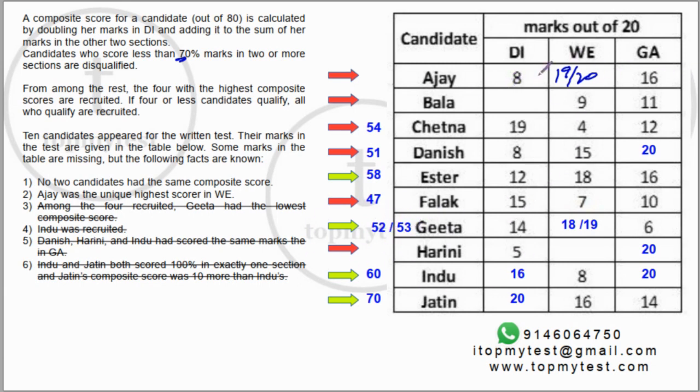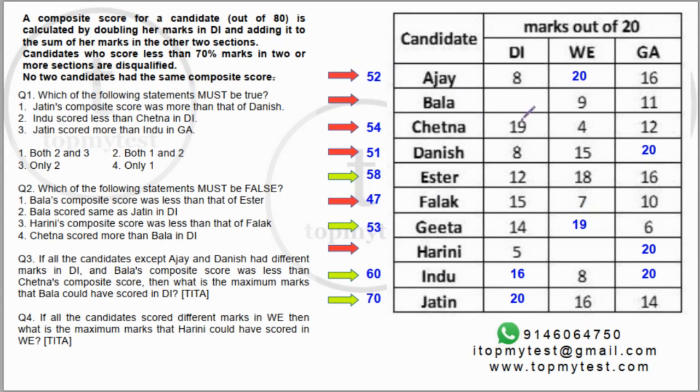Now let's see what Ajay's scores can be. This is 16 plus 16, 32. 32 plus 19 will be 51. But 51 is already with Danish. No two candidates have the same composite score, so Ajay cannot score 51. So Ajay will be scoring 20 here. So overall of 52, which means Geeta's overall should be 53, which means Geeta will score 19 here. Right? So we have this much information.